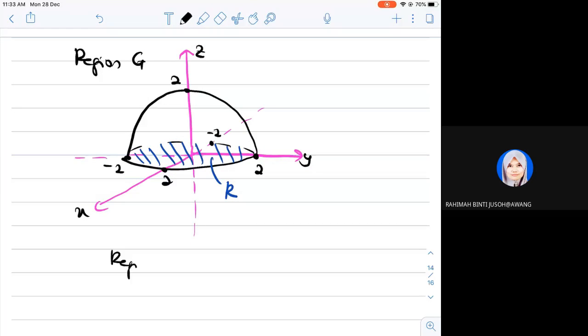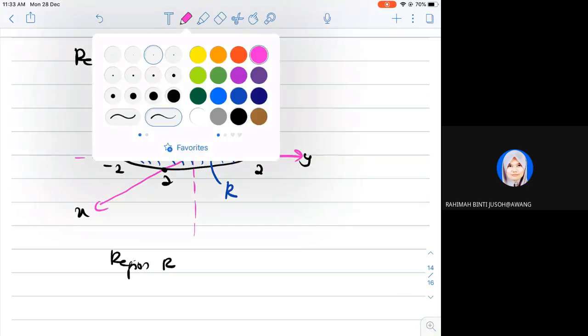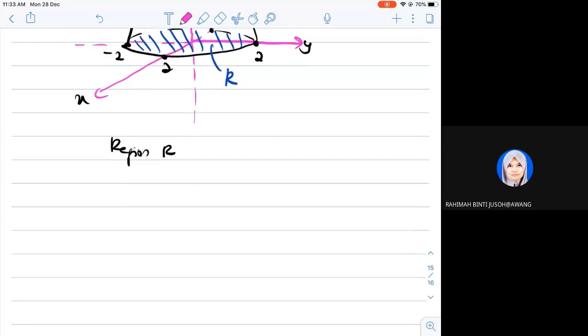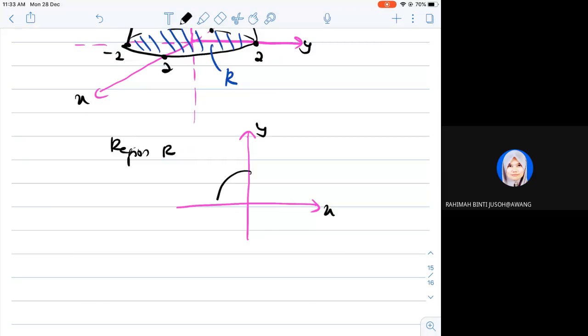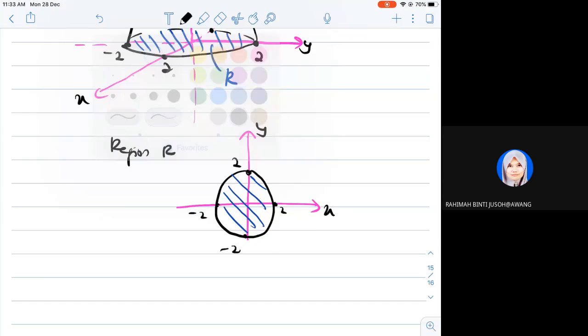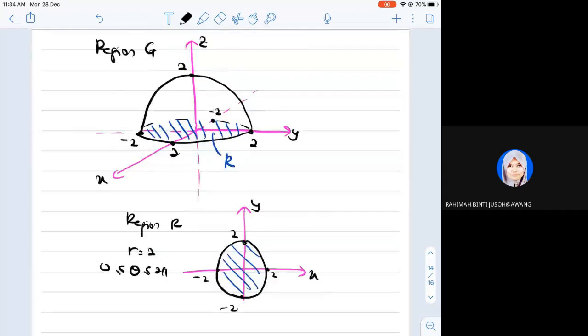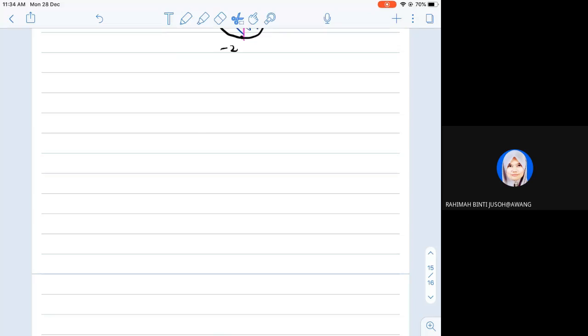Okay, so kalau kita plot region R, means we have this circle lah. A complete circle. Like this. 2, 2, negative 2, negative 2. Betul lah sebab dia kata tadi r equals to 2 and then theta daripada 0 sampai 2 pi. Complete lah circle tu. Okay, so that's how we sketch the region. So now, jom kita start solve this.